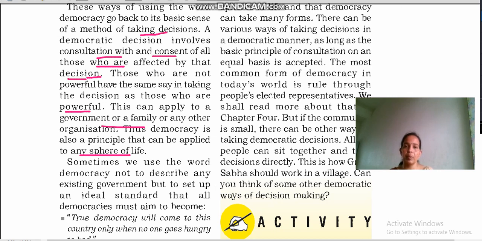Throughout this discussion, we came to know it is not possible that every principle should be followed, but we can keep some aim in a democracy. Every democracy can try to achieve that aim. True democracies will come to this country only when no one goes hungry to bed. In a true democracy, everyone should keep that desire. No one should go hungry to bed. This is the aim of democracy, and if one keeps it, that is the best way toward the best democracy.